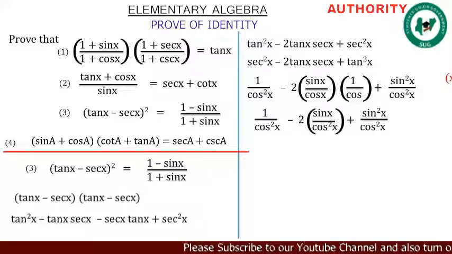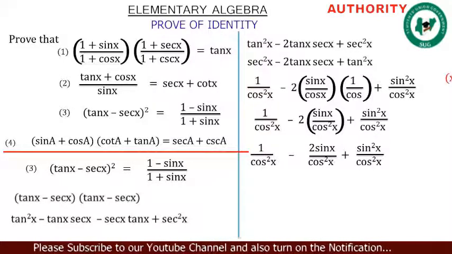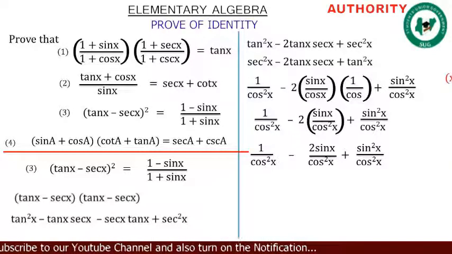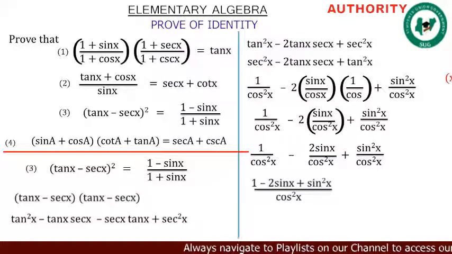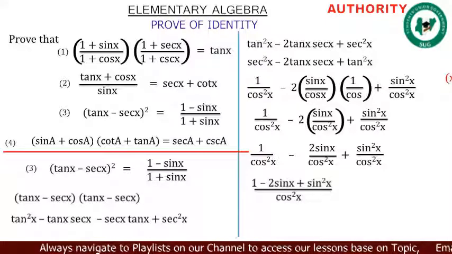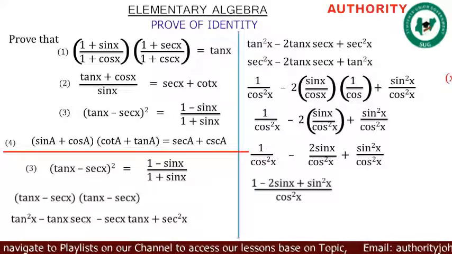Now we have 1 all over cos squared x minus, now let's open the bracket, 2 times sine x gives us 2 sine x all over cos squared x, plus sine squared x all over cos squared x. Here you discover that the 3 expressions have the same denominator. So when we combine them together, since they have the same denominator, we just add their numerators. So we have 1 minus 2 sine x plus sine squared x all over cos squared x.